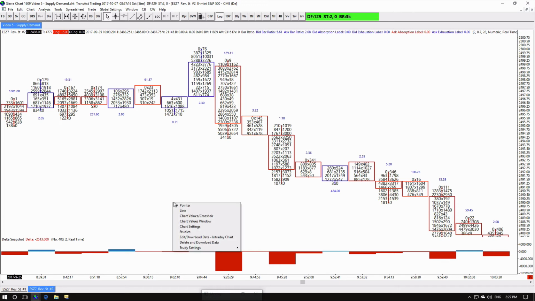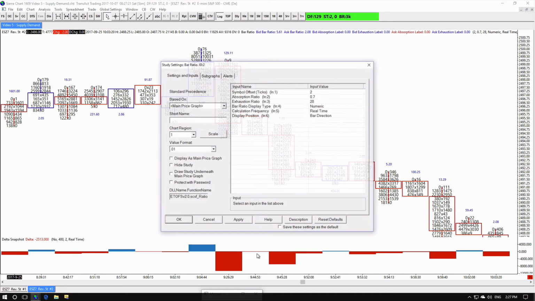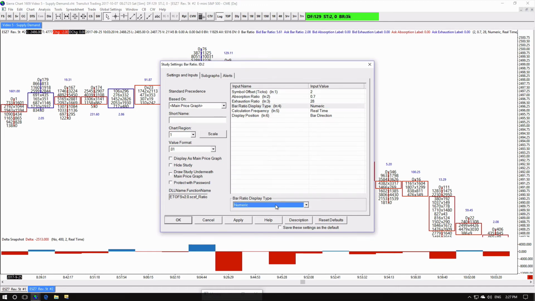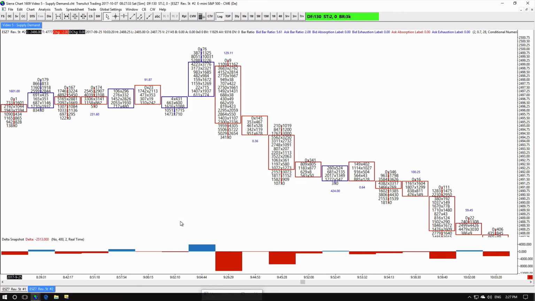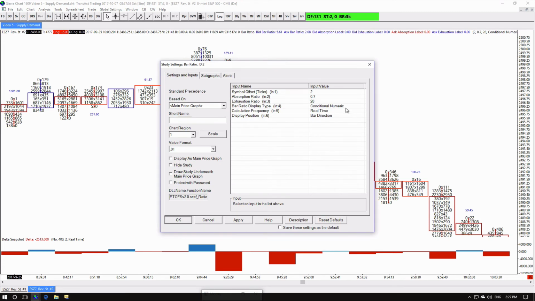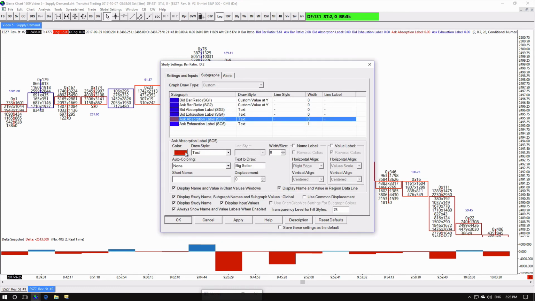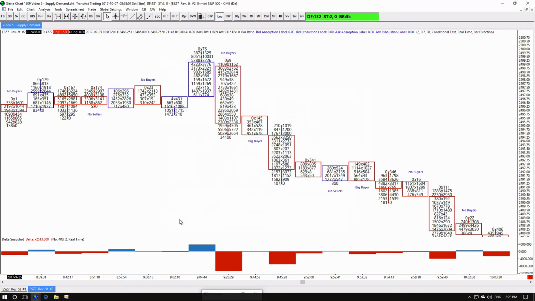We can set the bar ratio indicator to display signals in various ways. With numeric, we'll show the ratio for every price bar. With conditional numeric, we filter out those ratios that don't represent exhaustion or absorption. Conditional text is my personal favourite. I like charts to make it really obvious what's happening in the market. We can apply a text label to each absorption and exhaustion condition, and the chart will actually tell us what's happening. Big buyer, no sellers, this kind of thing.